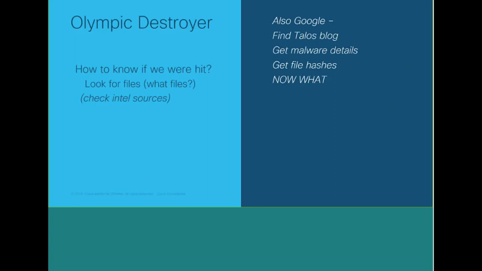So let's find a blog from a known trusted source, Talos. Talos has a blog about this. So we're going to read the Talos blog article about Olympic Destroyer. And from here, we're going to get the malware details. And yes, we get the file hashes. Now we have the list of file hashes. Now, what are we going to do with them?